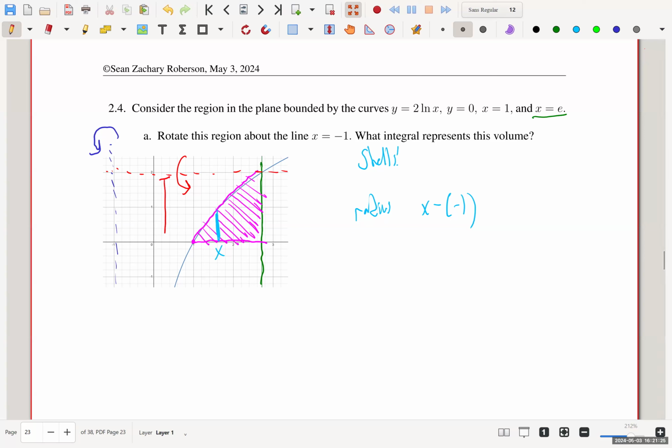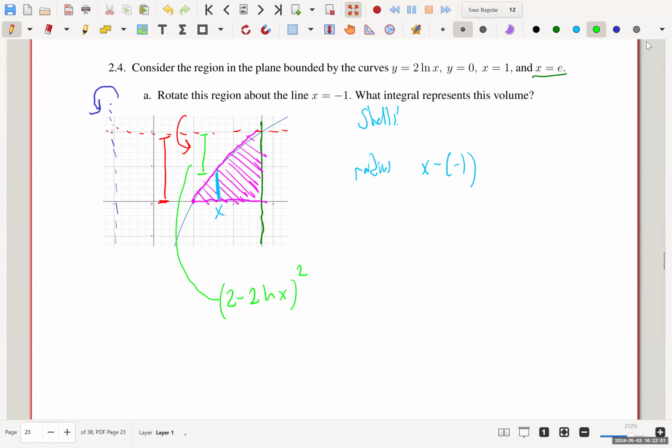We have this distance here and this distance here. How do we think about that? Top minus bottom again. Outside radius squared, 2 minus 0, minus inside radius squared. That inside radius is 2 minus 2 log x. Does everybody see how that's the inside radius?